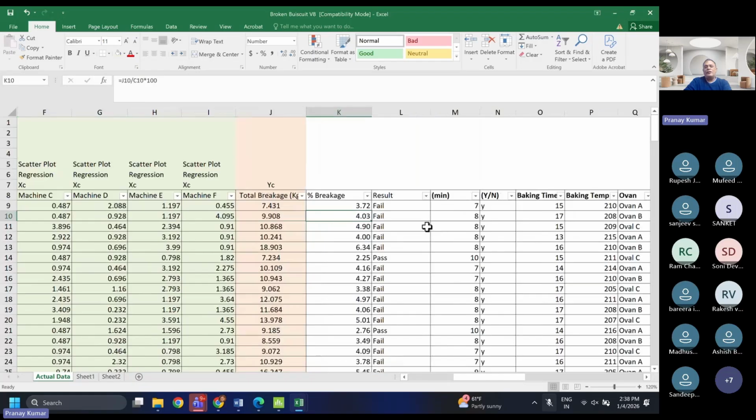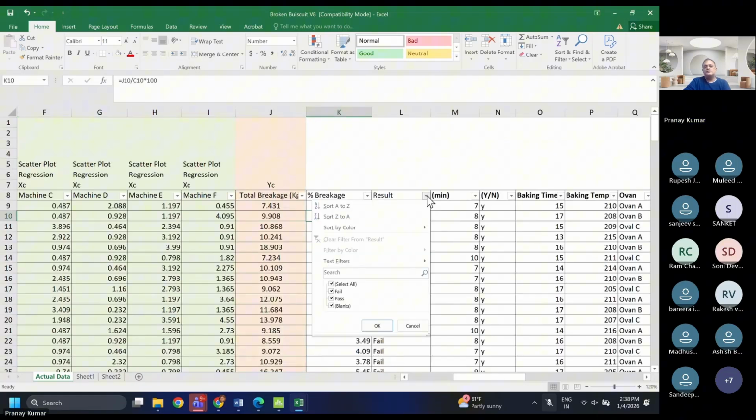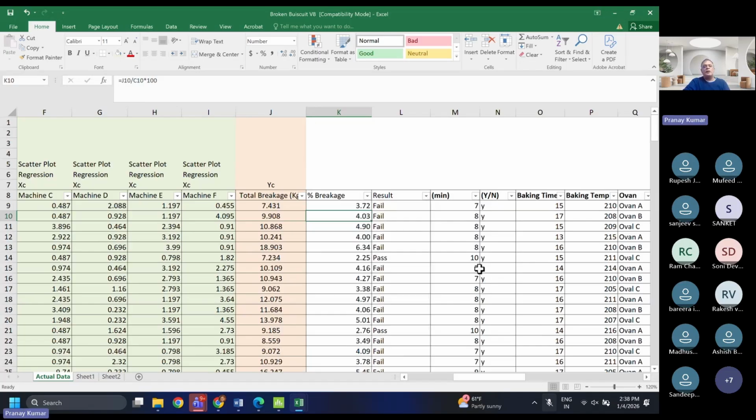I have a column called result. I have two subgroups here, fail and pass. What test will you do? Two. If I'm comparing mean, I will do 2T test. If I'm comparing median, I will do Mann-Whitney.